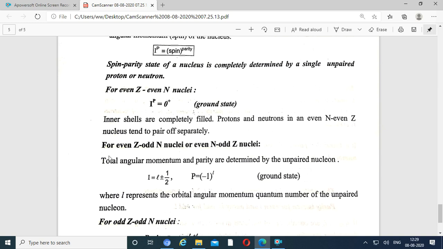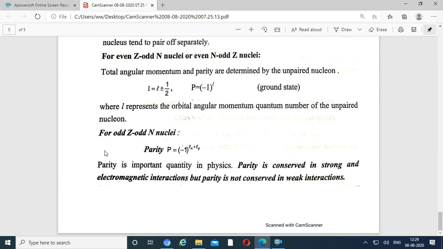For even Z, odd N nuclei or even N, odd Z nuclei, the total angular momentum and parity are determined by the unpaired nucleon, that is I equals l plus or minus half, and P equals minus 1 raised to power l, which represents the ground state, where l represents the orbital angular momentum quantum number of the unpaired nucleon. For odd Z, odd N nuclei, the parity P equals minus 1 raised to power ln plus lp.